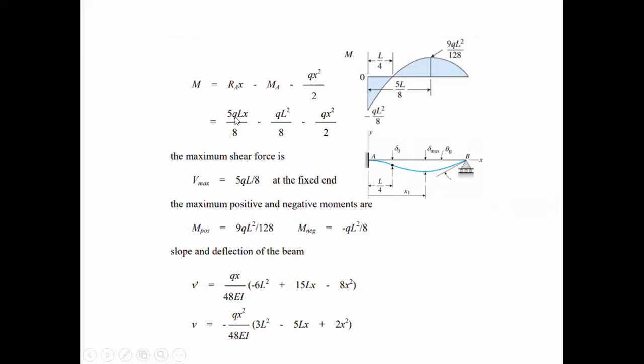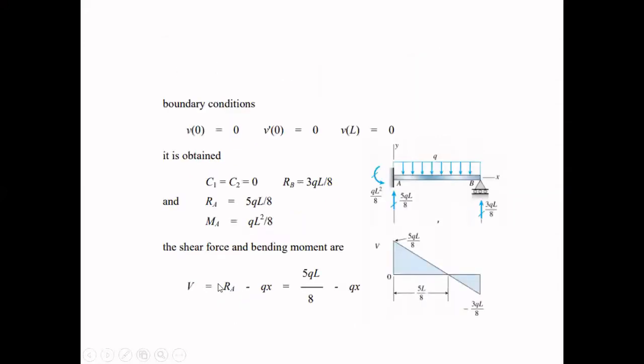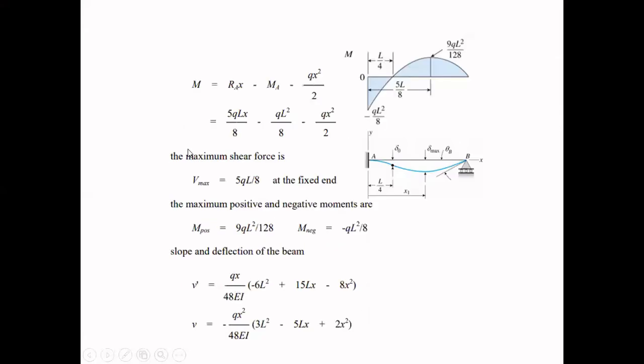Similarly, we'll put the value of RA in this equation, and we have already calculated MA. So we'll put both of the values in this equation, and this will be our equation for the final moment and final shear force. Now, the maximum shear force, if we plot a shear force diagram for it, it will be like this.